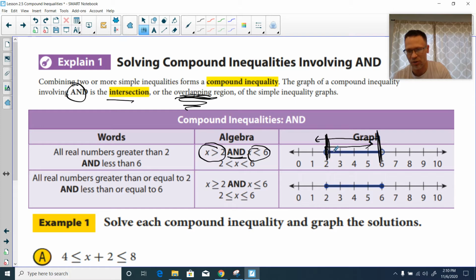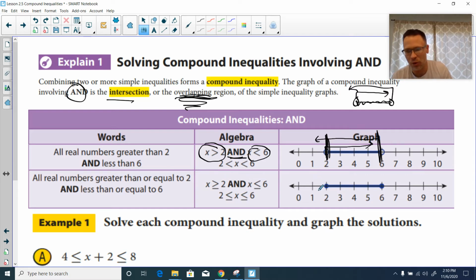So that's why the final graph looks like it does. It's an open circle on 2. Shades in everything that's included between 2 and 6. Open circle on 6. Okay. Another and graph, right? So again, this involves overlap, right? If I graph both of these individually, they kind of look like that, right? Where does the overlap exist? Right in between.